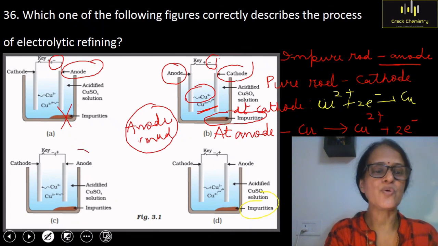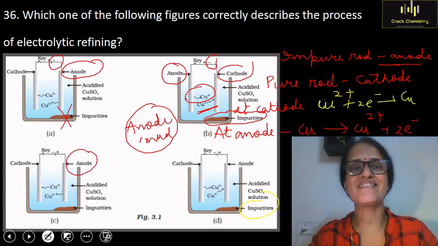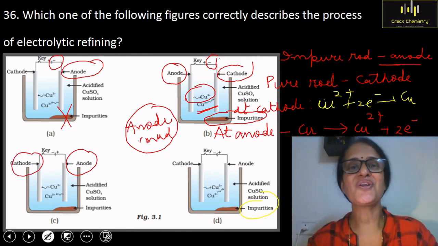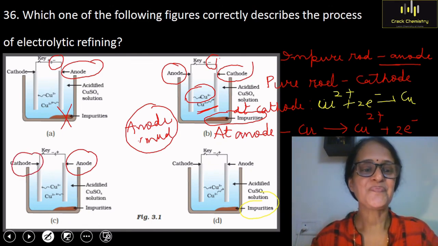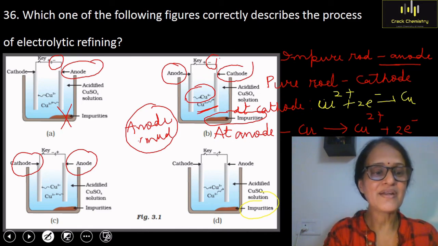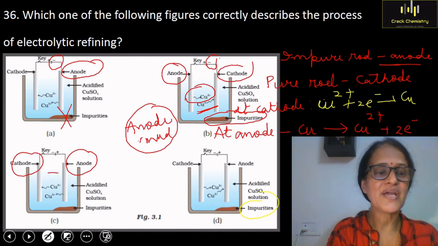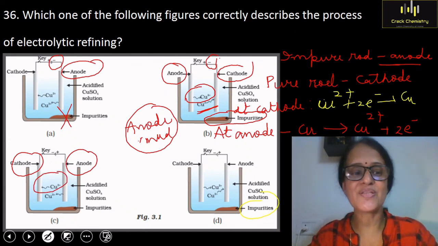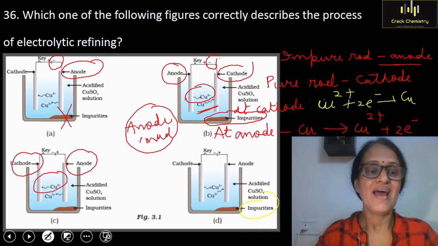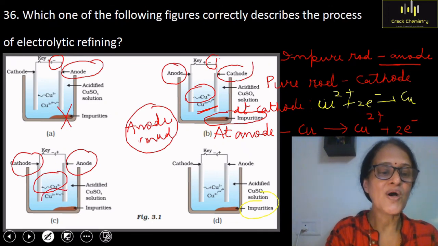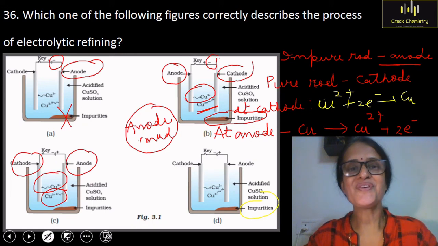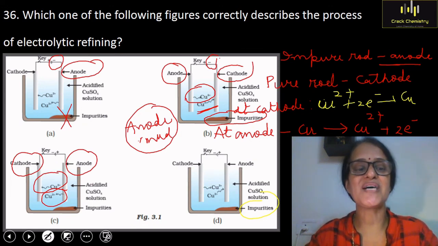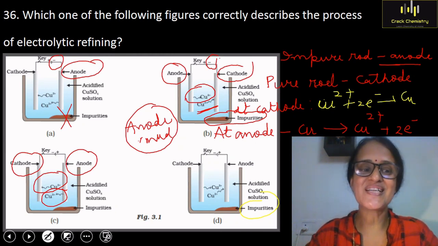Now look at option C. In option C, the anode is connected to the positive terminal of the battery. This is the correct statement. And the cathode is connected to the negative terminal of the battery. That is also a correct statement. Now, what is happening at the cathode? You can see that at the cathode reduction is taking place because Cu2+ is getting deposited at the cathode. This is also a correct statement. And at the anode, oxidation is taking place. Copper atoms from the impure copper rod are continuously passing into the solution by the loss of electrons. This is also a correct statement.